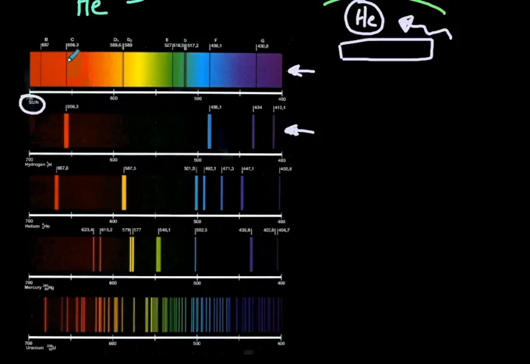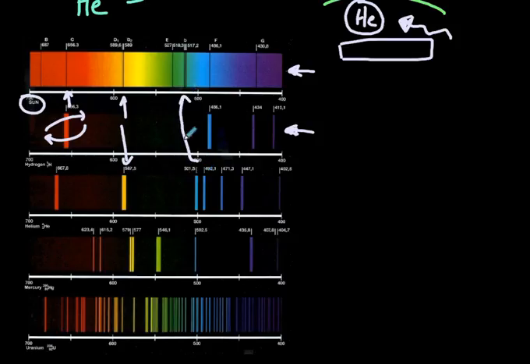So what's happening here is these black lines are appearing because these electrons that were normally falling down are now getting promoted, and they're absorbing that energy, and hence the black line. There's helium. You can see that line lines up with the helium emission spectrum. It's not quite exactly perfect, but it's pretty close.